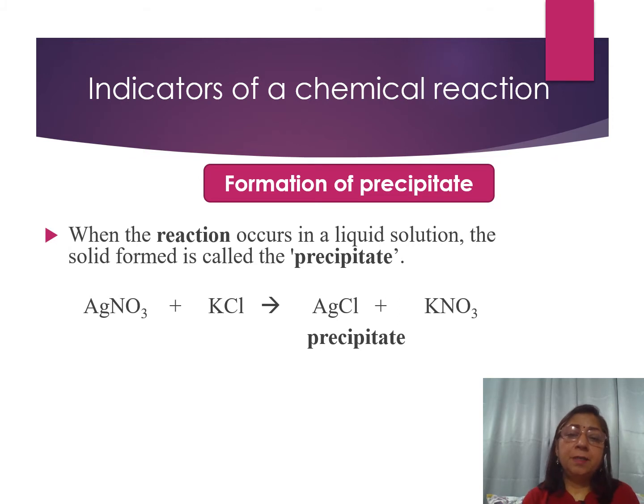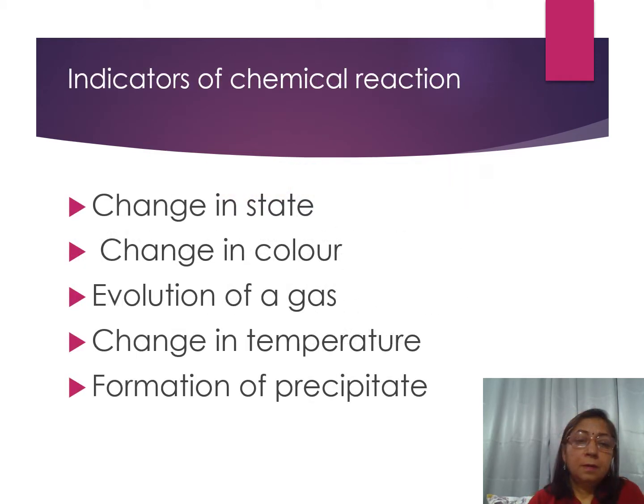Formation of precipitate is also a chemical change. When the reaction occurs in liquid solution, the solid form is called precipitate. Example, when silver nitrate reacts with potassium chloride, silver chloride precipitate is formed. So in a chemical reaction, there may be change in state or change in color or evolution of gas, formation of precipitate or temperature change.